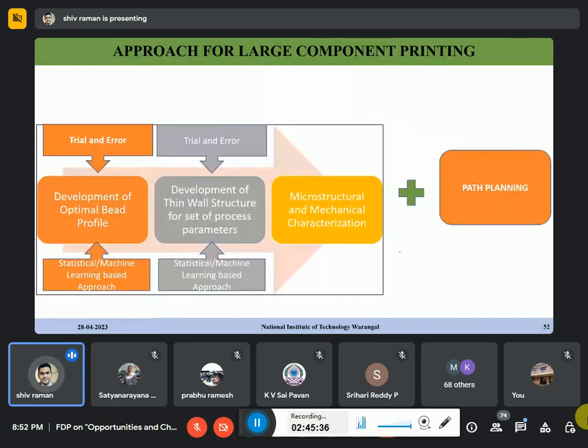So where our expertise lies: if you consider printing a large component using WAAM, it includes the development of optimum bead profile, development of wall structure, microstructural characterization, then development of PQR for the wall structure, then part planning, and finally the printing of the component. So we are working in this area. We are exploring this window also.